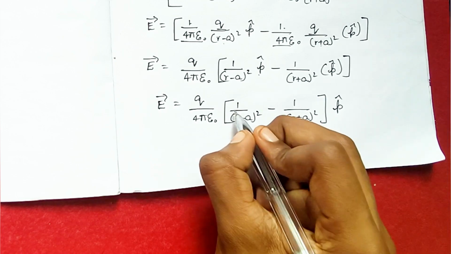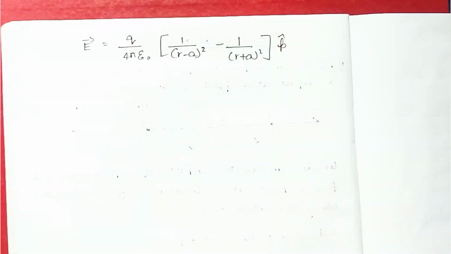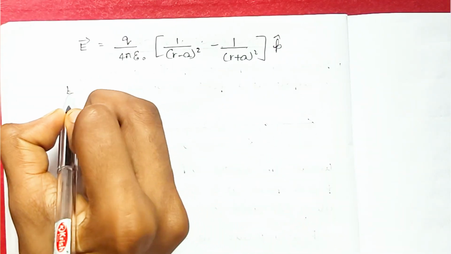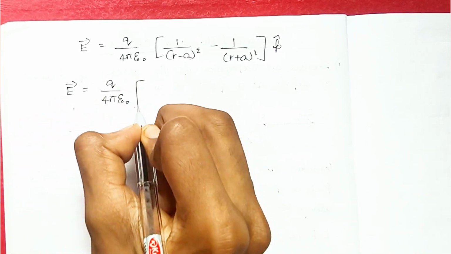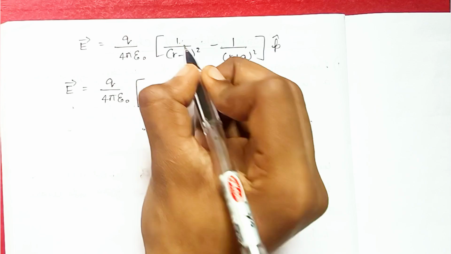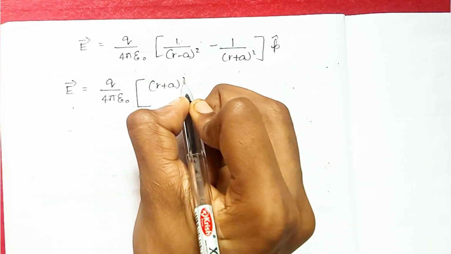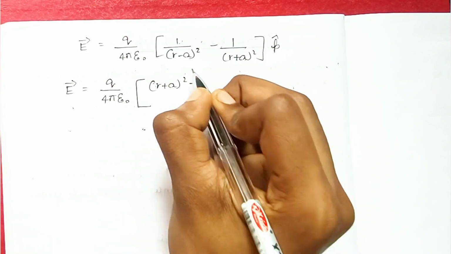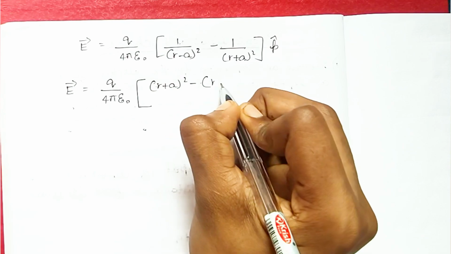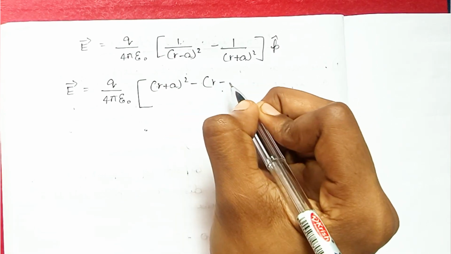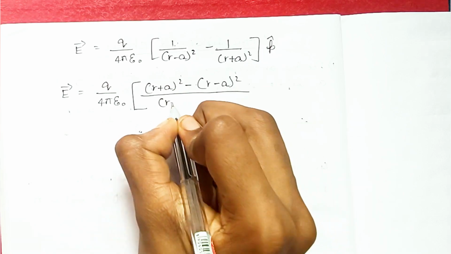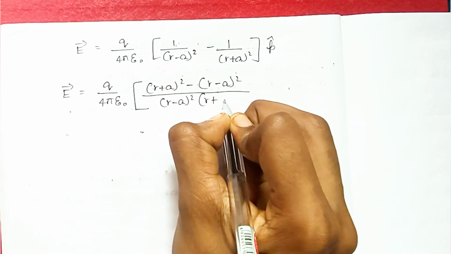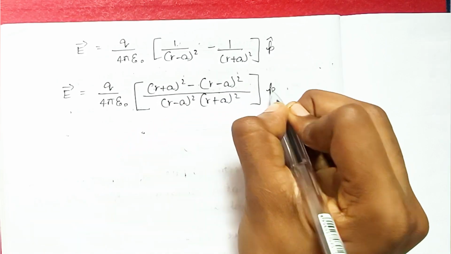Now we can take the LCM. So E vector is equal to Q by 4 pi epsilon naught into, here (r plus a) whole square into 1 is (r plus a) whole square, minus (r minus a) whole square into 1 is (r minus a) whole square, divided by (r minus a) whole square into (r plus a) whole square, into P cap.